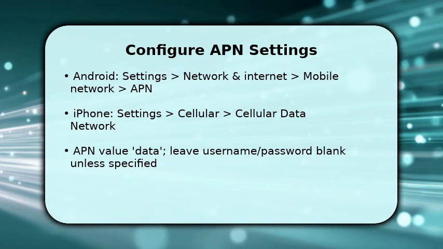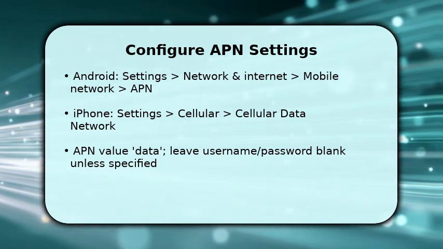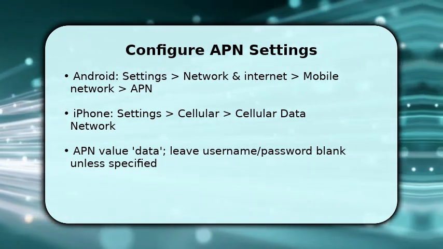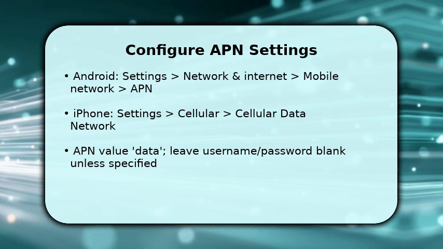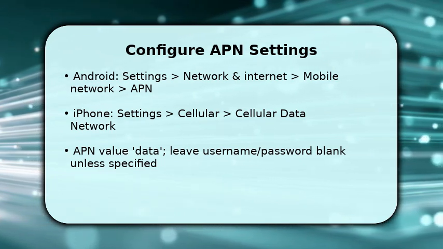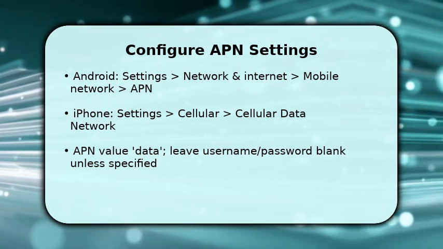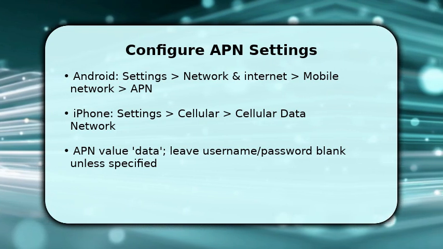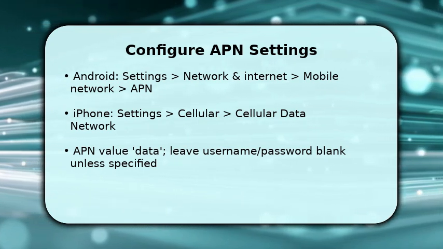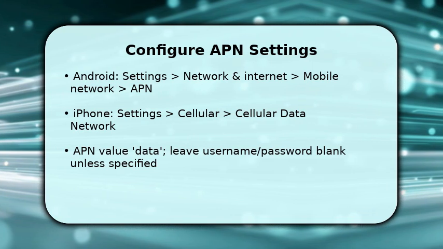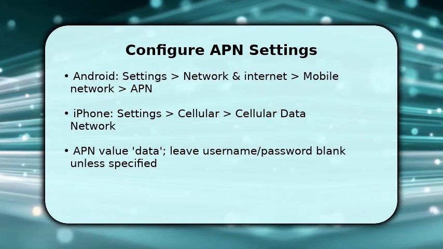On Android, go to Settings, Network and Internet, Mobile Network, Access Point Names. On iPhone, go to Settings, Cellular, Data Network. Create or edit an APN. Set APN to data, leave username and password blank unless required, add MMSC or proxy only if provided. Save and select this APN. This lets the phone use Lycamobile's gateway.